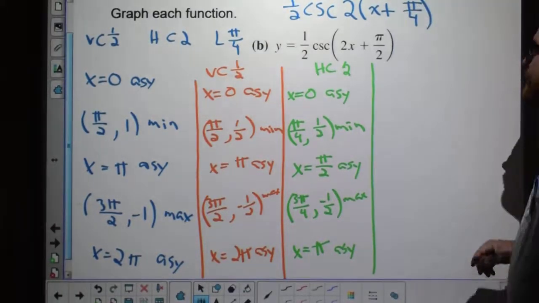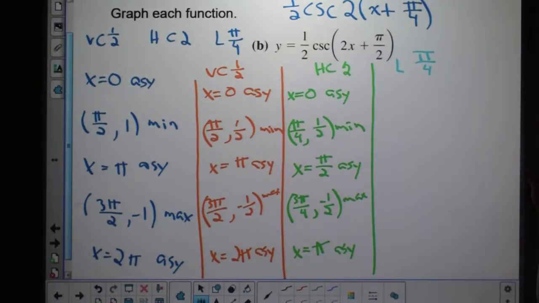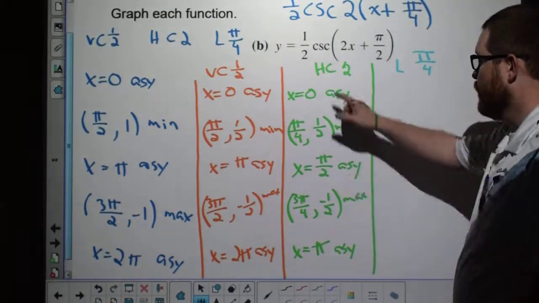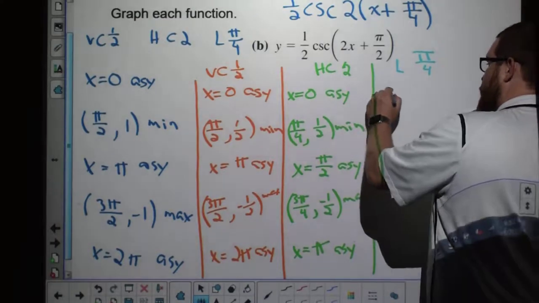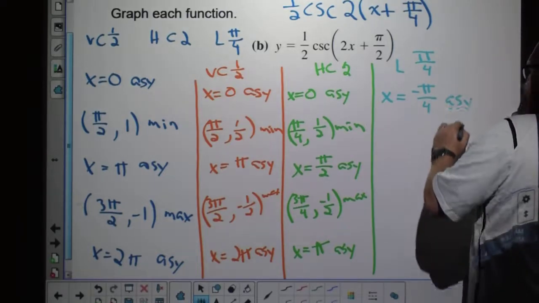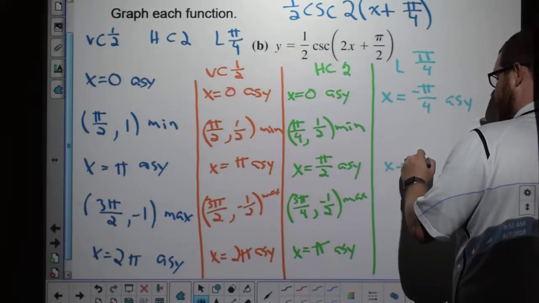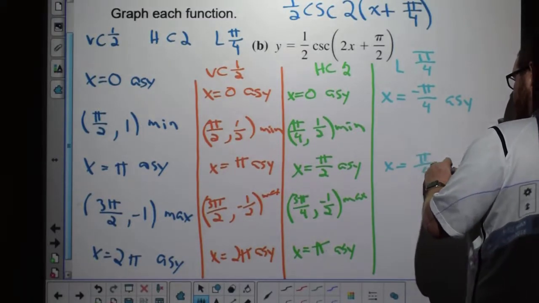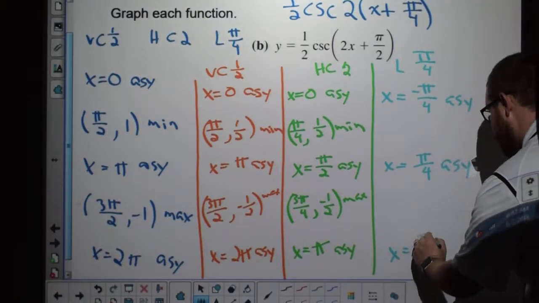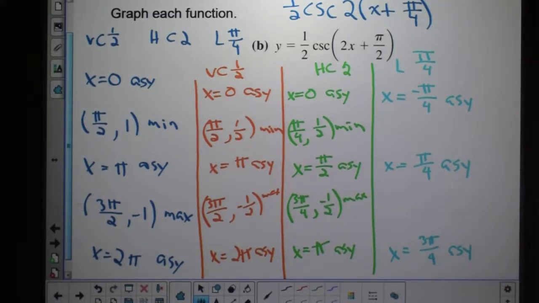The last one, left pi over 4. That means I'm going to take all of my x values and move them left pi over 4. So I'm going to subtract pi over 4 from all my x values. Well, let's do the asymptotes because they are x's. So if I subtract pi over 4, I'll get a negative pi over 4 as an asymptote. That's 2 pi over 4 minus 1 pi over 4 is 1 pi over 4 as an asymptote. That's 4 pi over 4 minus 1 pi over 4 is 3 pi over 4 as an asymptote. So I just subtracted pi over 4 from each of those.